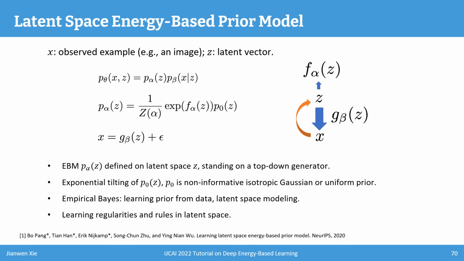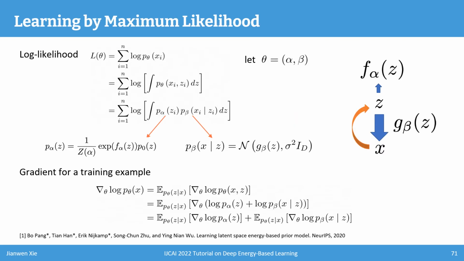Moreover, MCMC in the latent space for both prior and posterior sampling is efficient and mixes well. Following empirical Bayes, both the latent space EBM and the top-down network can be learned jointly by maximum likelihood. The model can be learned by maximum likelihood estimation.